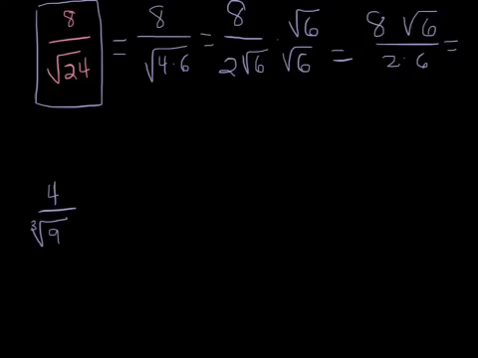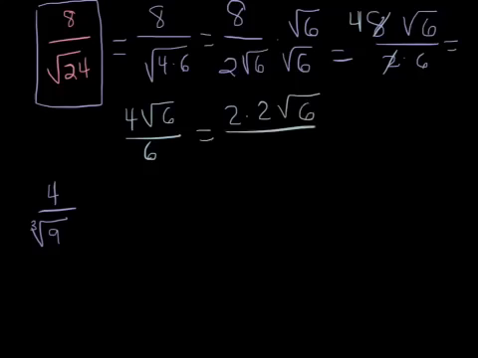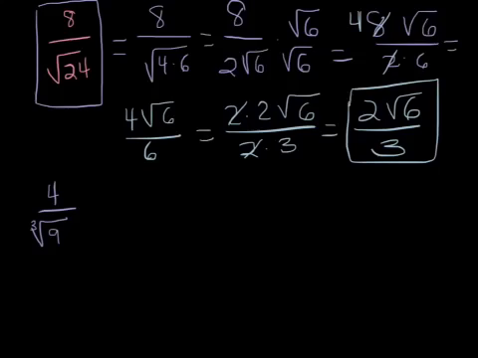And further simplifying, well, 8 divided by 2 is 4. So let's just bring that down, 4 radical 6 over 6. And I'm going to simplify that a little further. So 4 is 2 times 2. 6 is 2 times 3. 2 divided by 2 is equal to 1. So I'm going to get 2 radical 6 over 3 as the equivalent expression with no irrational numbers in its denominator. Now what happens if we have a cube root?